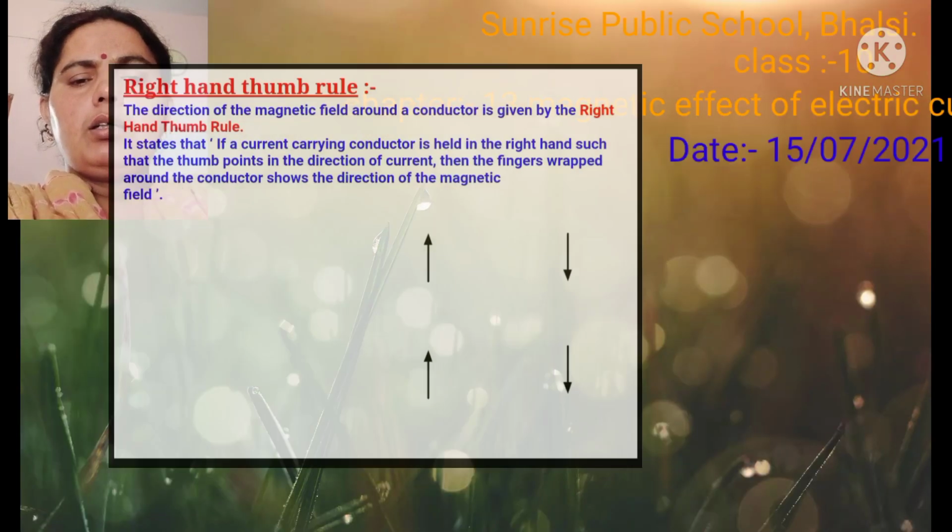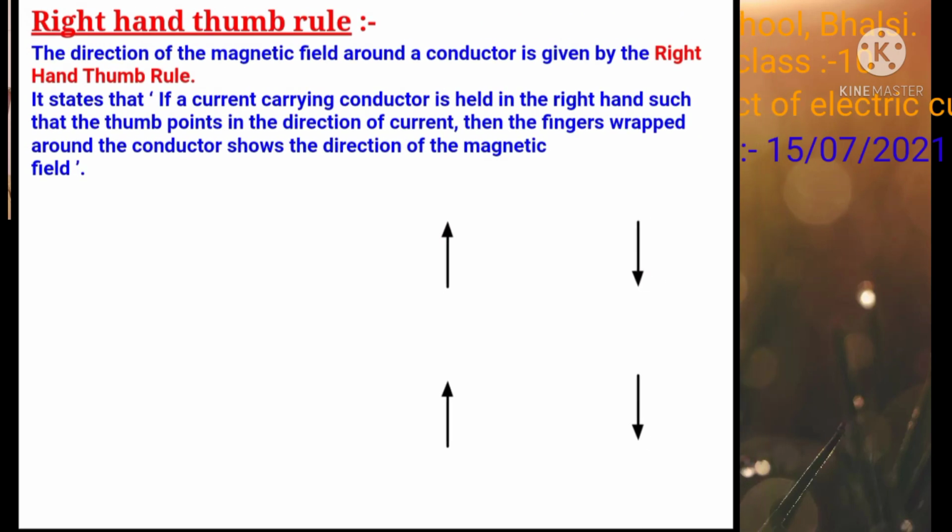Now today we are going to discuss the chapter Magnetic Effect of Electric Current. In the last video we discussed what the magnetic effects are, what magnetic field lines are, and what the magnetic field effect is. In this video we will study the right hand thumb rule of the magnetic effect.